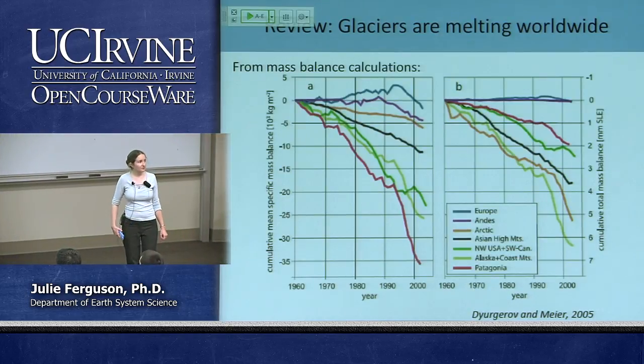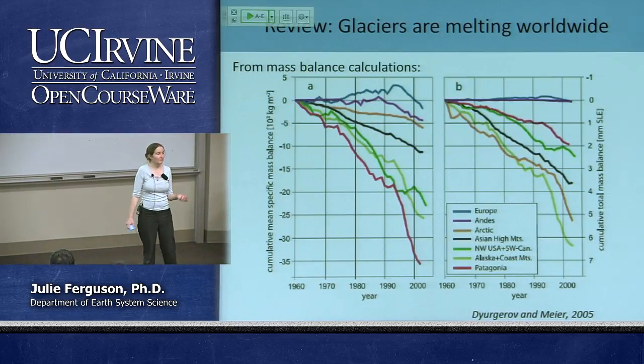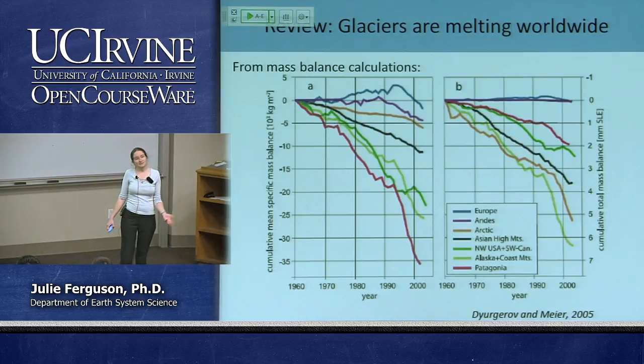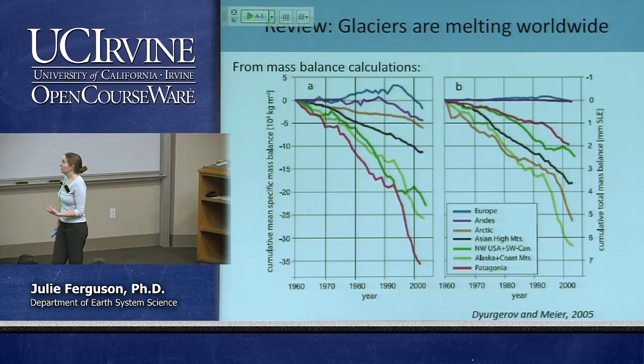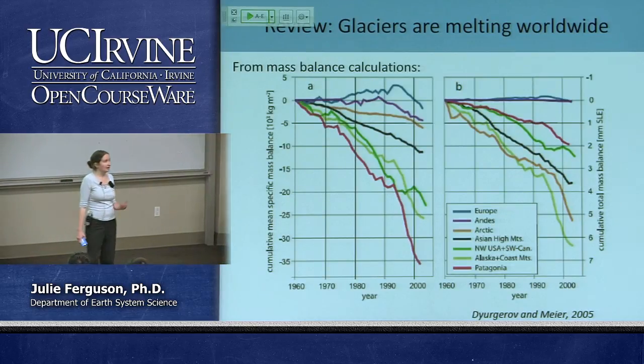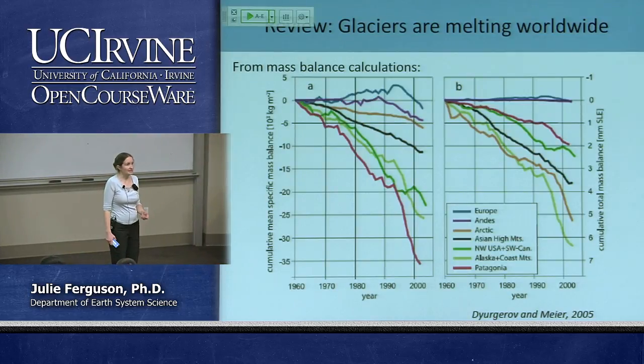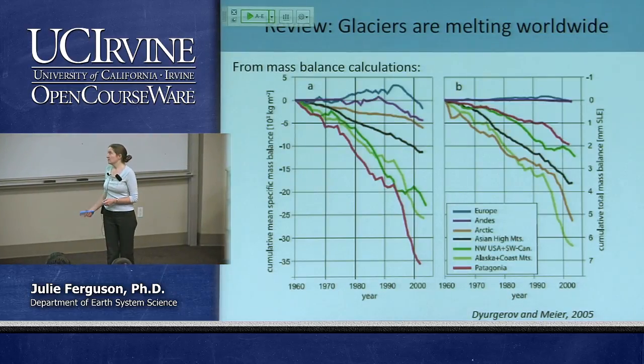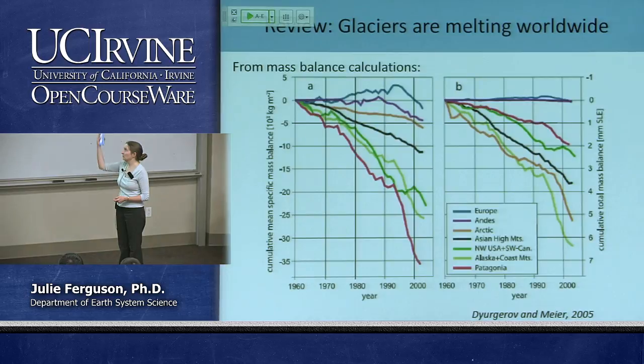So let's go back to glaciers. This is a bit of a review at the beginning. As a reminder, we are seeing warmer temperatures. Unsurprisingly, as a consequence of that, we are seeing a reduction in ice worldwide, especially in our glaciers. And that is going to continue. So in all parts of the world now, we are losing ice on average from our glaciers.